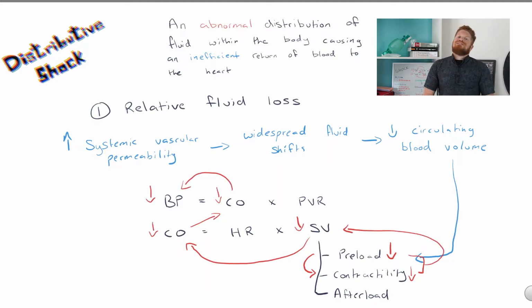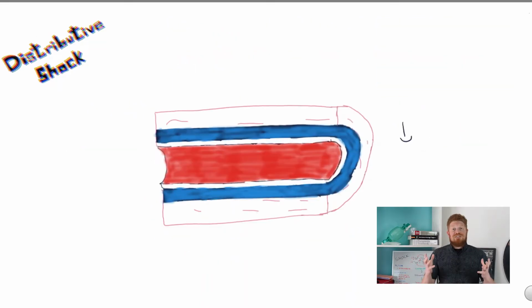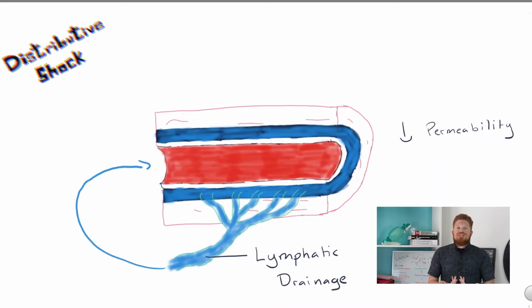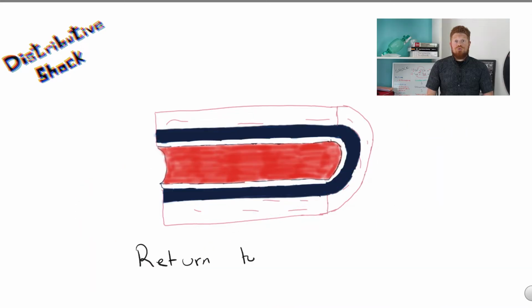Now, please note that this is different to an internal hemorrhage where we have a leaky blood vessel leaking blood, say, into my pelvic cavity. That blood remains in the pelvic cavity and cannot be put back into circulation. This fluid shift, if we're able to reduce permeability, will be brought back into circulation through the lymphatic vessels and that kind of thing, and eventually our blood volume will increase back to normal.